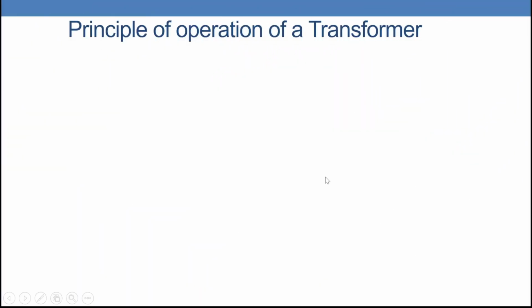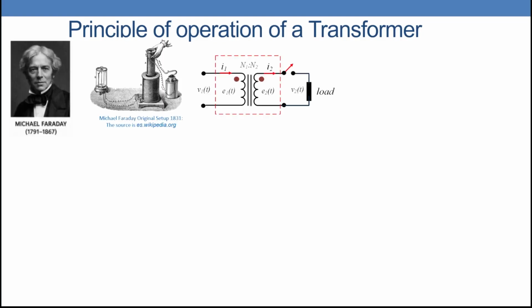To understand the transformer principle of operation, let's go back to the 19th century and specifically in 1831, when Michael Faraday wrapped two coils on an iron ring. Faraday started with a DC source and nothing dramatic happened at that time. Once he got bored, he disconnected the mechanical switch and something strange occurred. The ammeter shows a brief deflection.